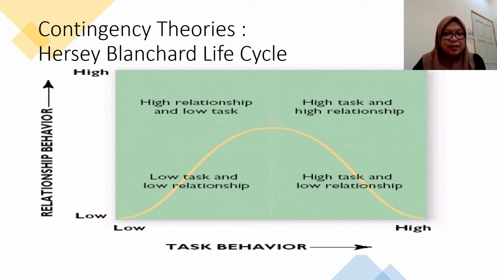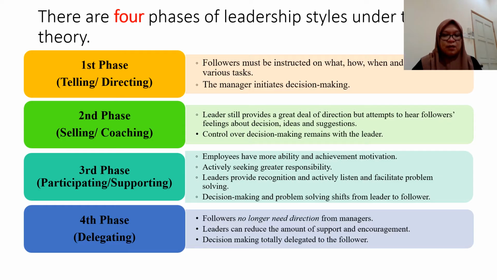So this is the diagram for the Hersey Blanchard life cycle. There are four phases in the life cycle. Here we have S1, the phase 1, here we have S2, here is S3, and here is S4. There are four phases of leadership style under this theory.